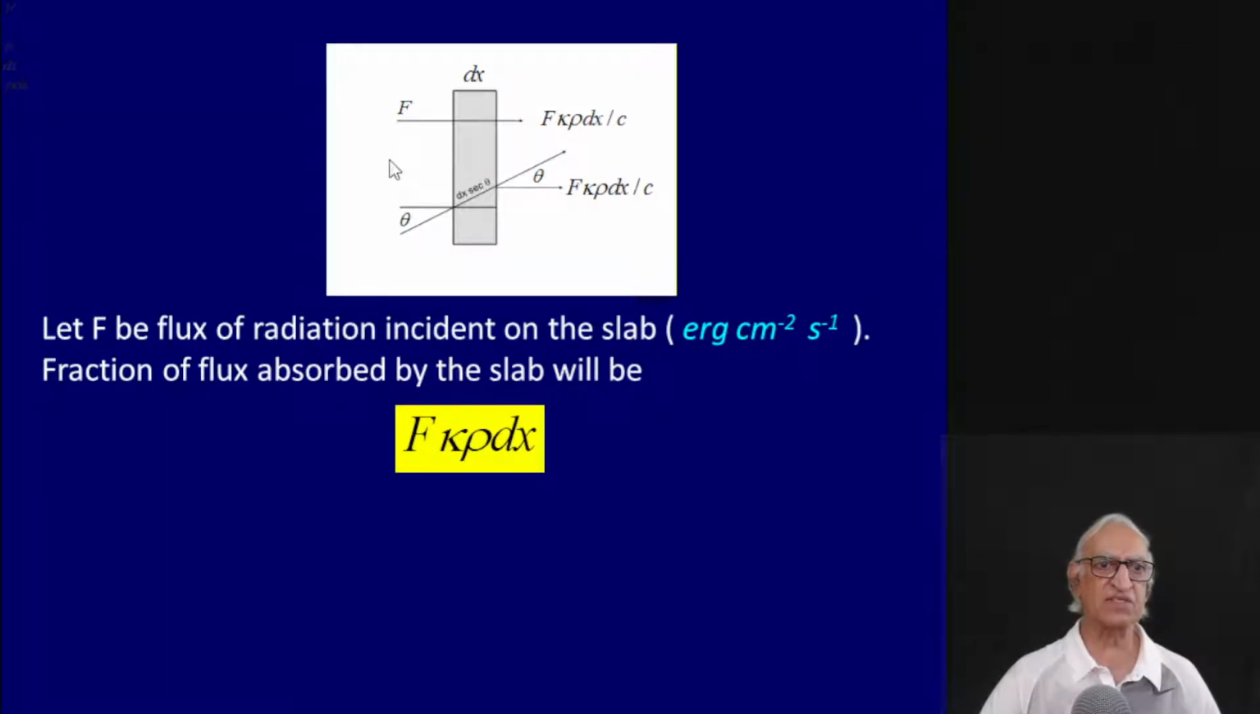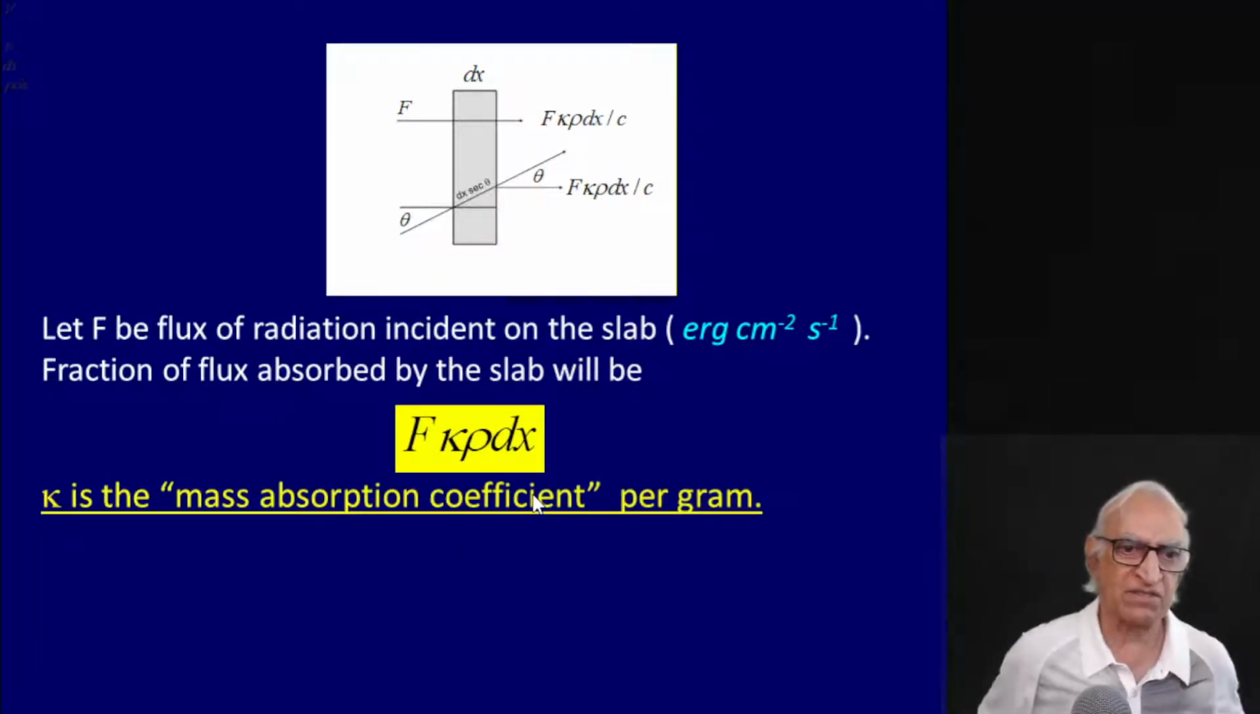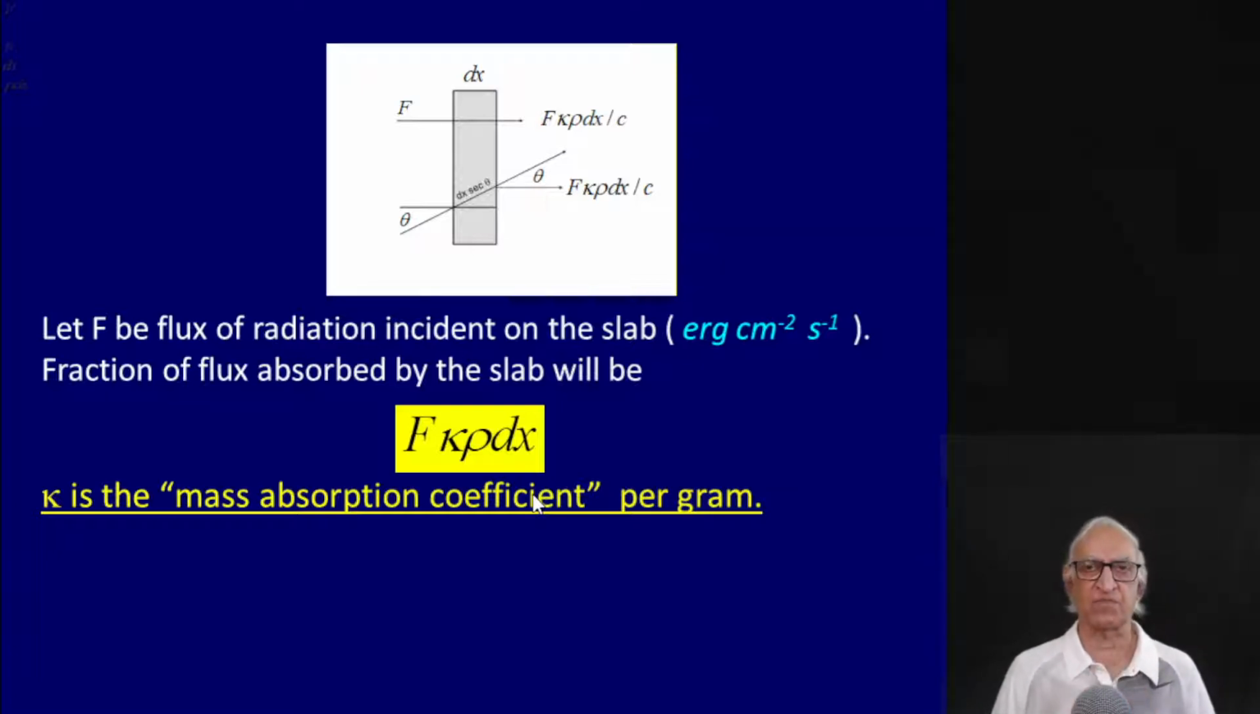Now, the fraction of this radiant flux which is absorbed by this slab will be the incident flux F multiplied by kappa rho dx, where kappa is the mass absorption coefficient per gram. You remember in the third lecture, when we discussed the principles of radiative transfer, we introduced the concept of absorption coefficient per length ds. Very often it is more advantageous for us to define the mass absorption coefficient per gram of material. The two are obviously related.